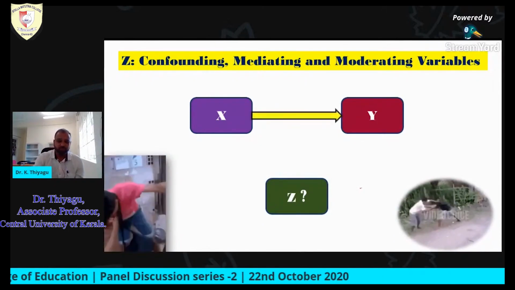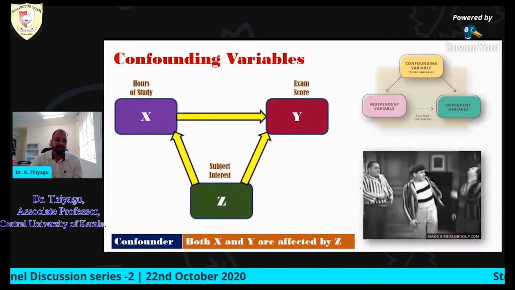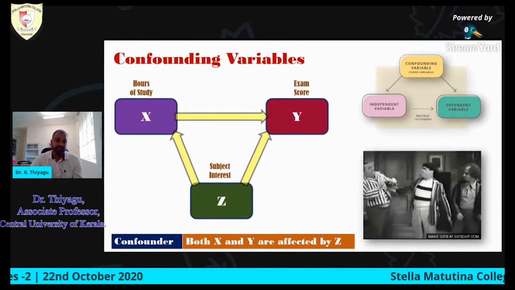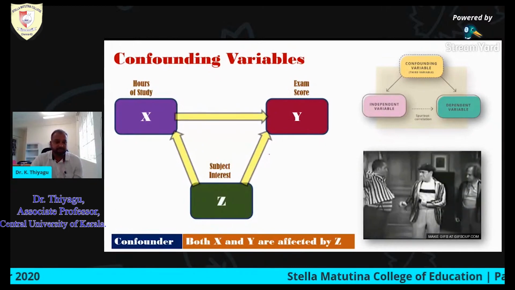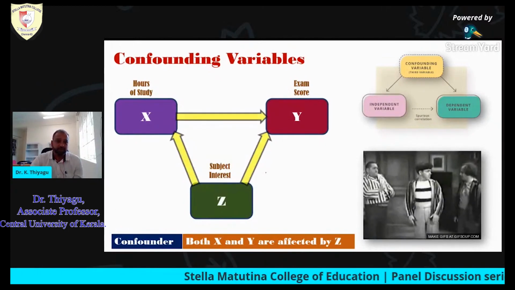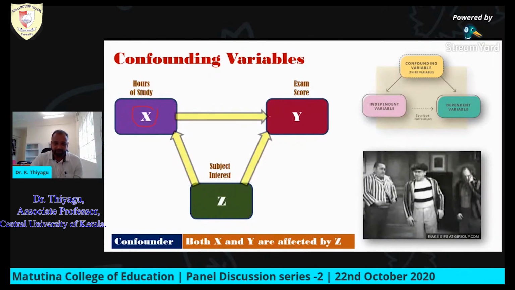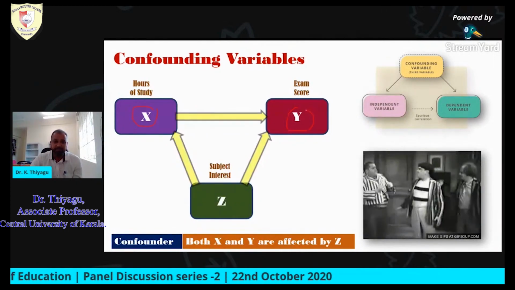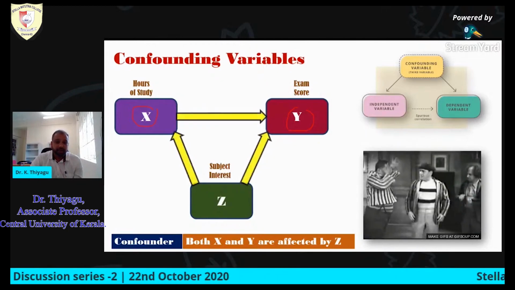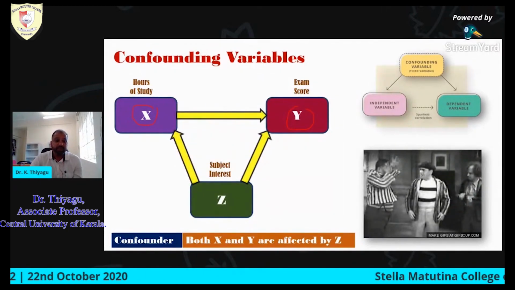I'm going to show what Z represents in the case of the confounding variable. From this image, you can easily understand what confounding is. We already know that X is independent and Y is dependent. But in the case of the confounding variable, both X and Y are affected by Z.